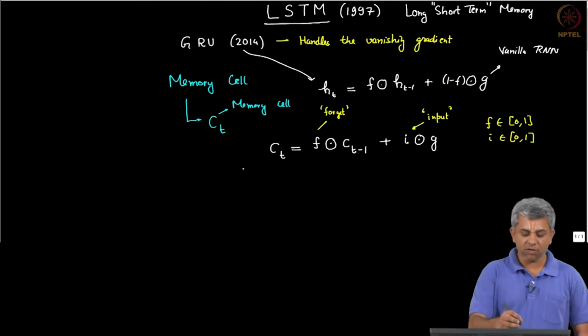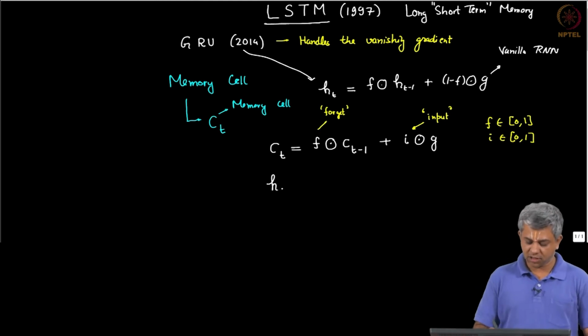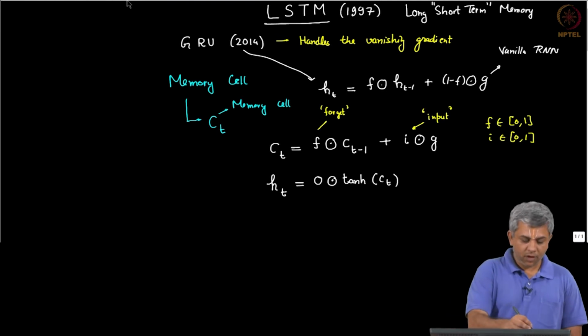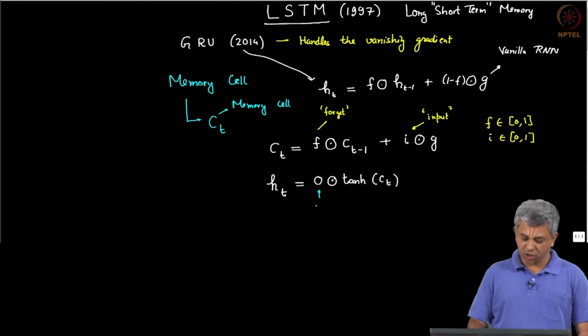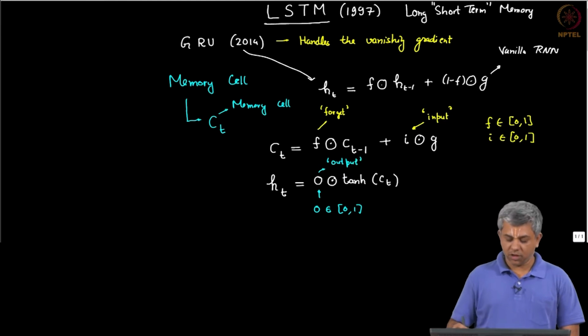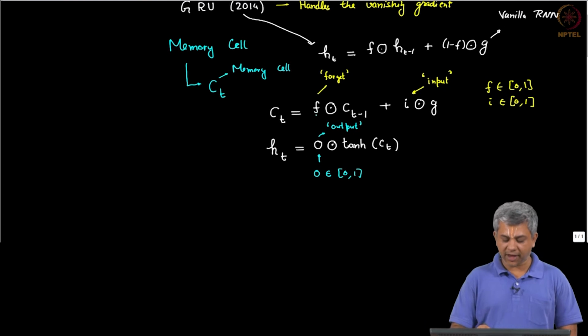gives you only CT. What happens to H? H is the output that we are actually interested in. H is now given as O times tan H of CT, okay. And O once again is another valve or another gate which also belongs to 0 1 and it is called the output gate. Okay. So, now we have 3 gates F, I, O and we also have to predict G.